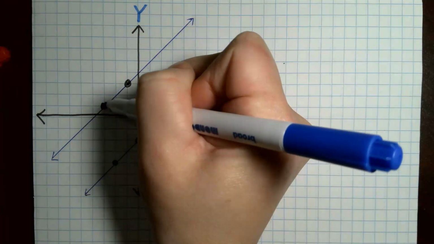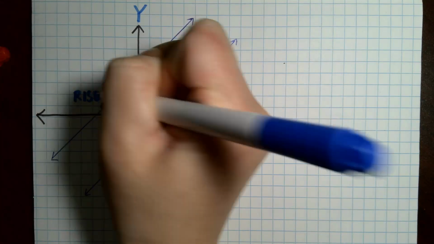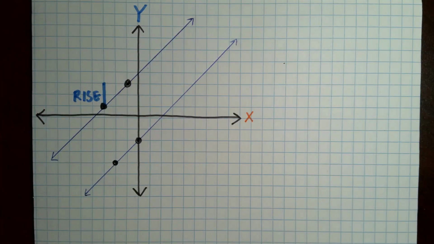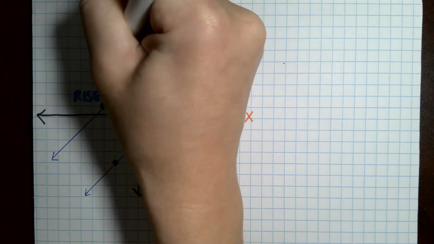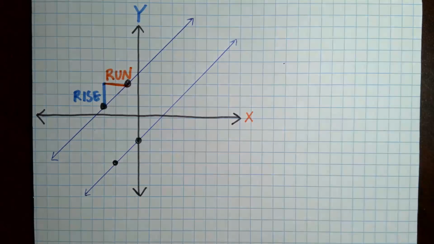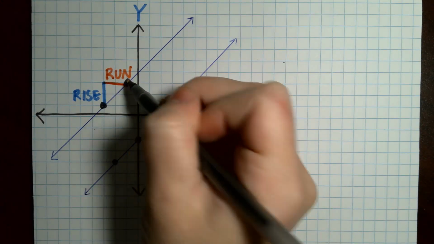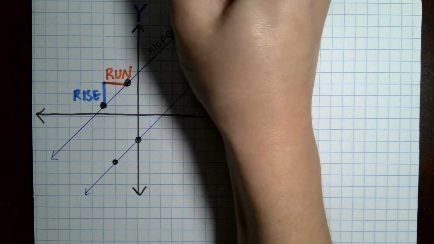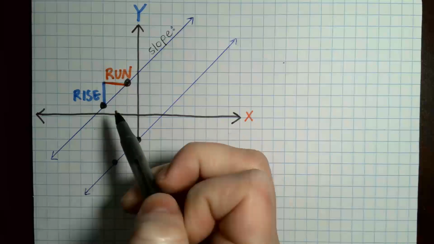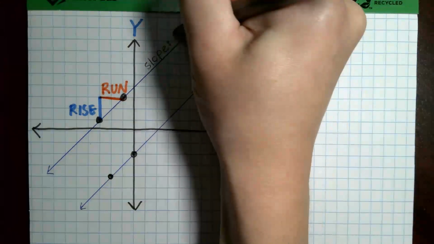Yeah, so I'm counting my rise and then my run. And what we just found here is that my rise is 2, my run is 2. So my slope would be 2 over 2, which simplifies to 1. So I have a slope of 1 here.